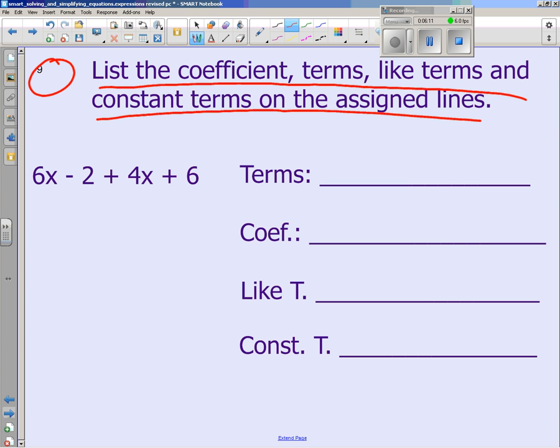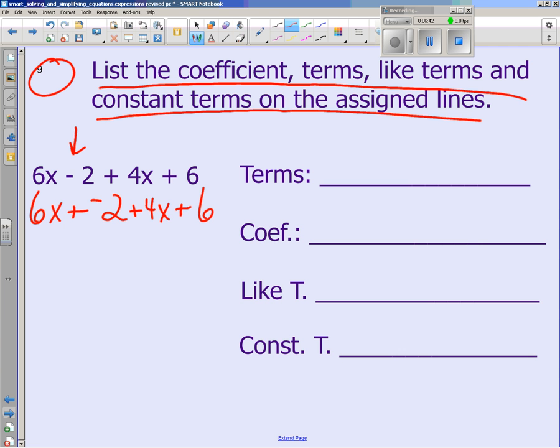First of all, you might notice that the expression I have up here has subtraction. Before you do anything, guys, anything at all, change subtraction to addition. So we're going to go through and rewrite this. 6x, instead of -2, we're going to turn that into plus -2. Plus 4x plus 6. Please do that. Don't think you don't have to.